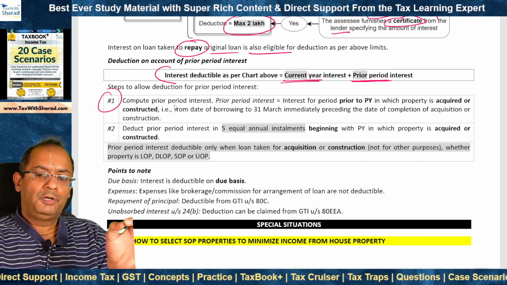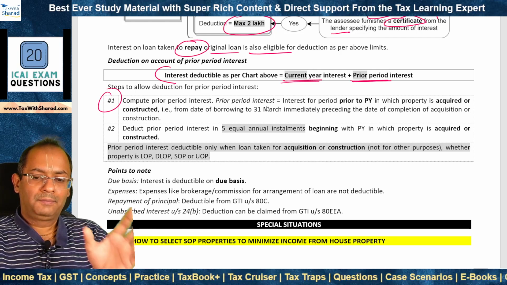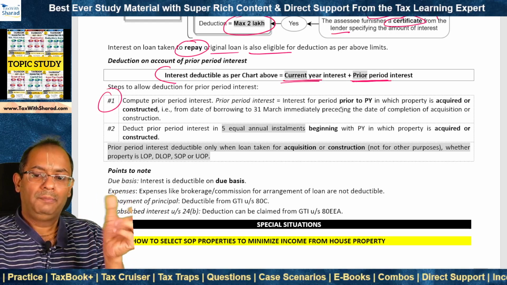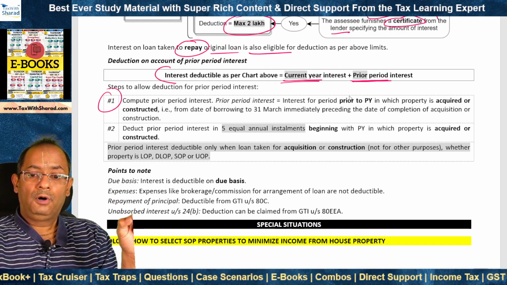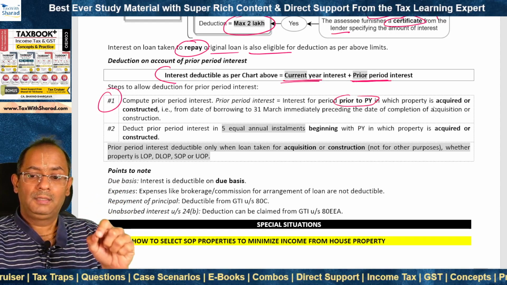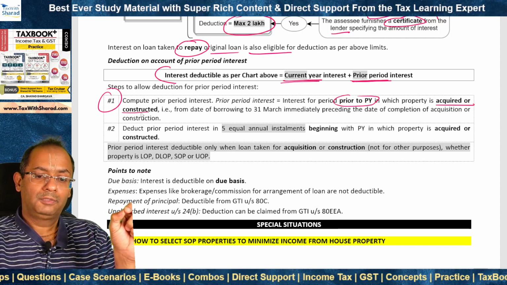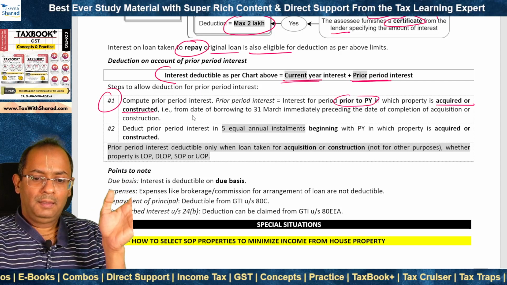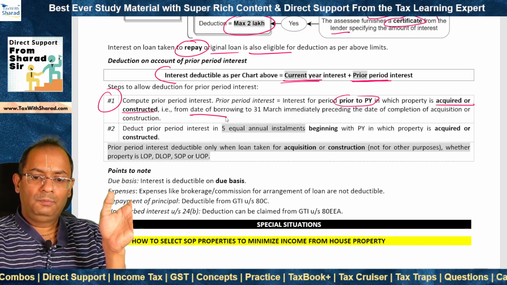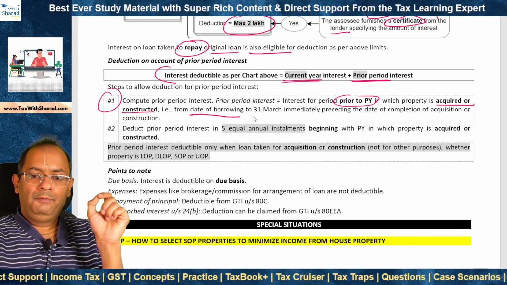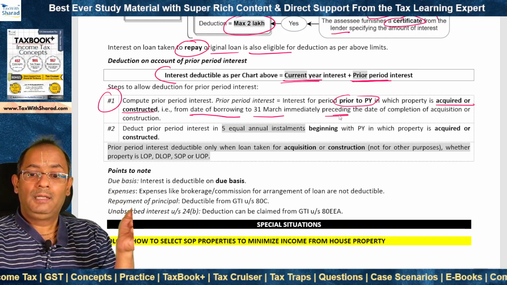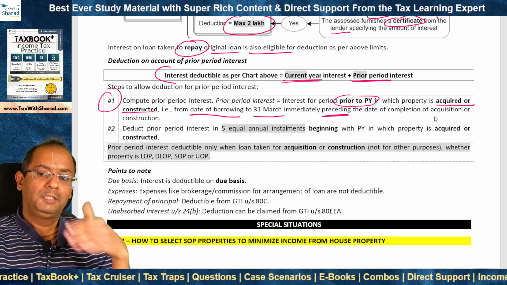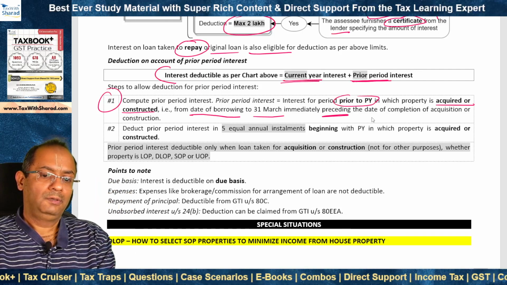Step 1. First we compute prior period interest. What is the amount of prior period interest? We compute interest for a particular period. For what period? For the period prior to the previous year in which property is acquired or constructed. So that is the prior period interest. That means we start the computation of interest from the date of borrowing, and we end on 31st March immediately preceding the date of completion of acquisition or construction, which is prior to the previous year of acquisition or construction.